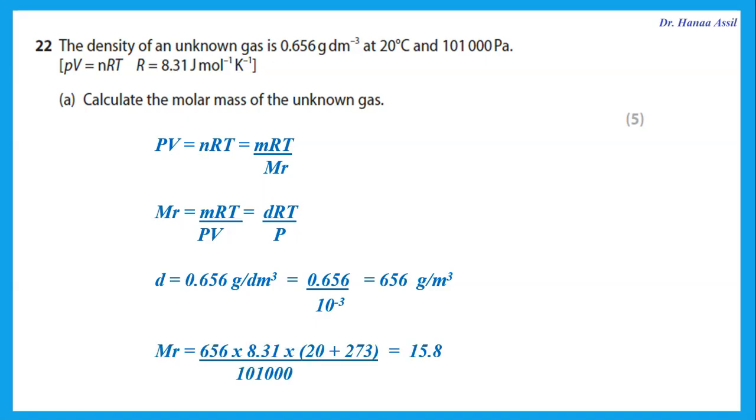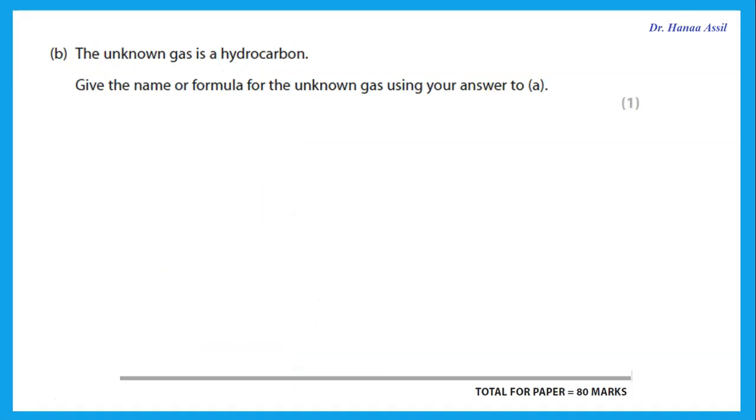Now I can put that into the equation. Remember, the temperature has to be in Kelvin. So the 20, I add to it 273 to change it to Kelvin. Otherwise, the pressure is already in Pascal, so that's fine. And that comes out to a molecular mass of 15.8.